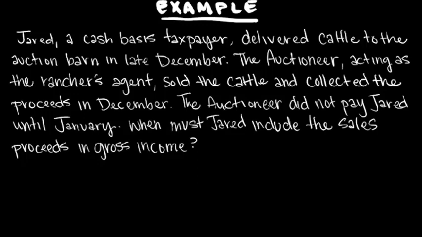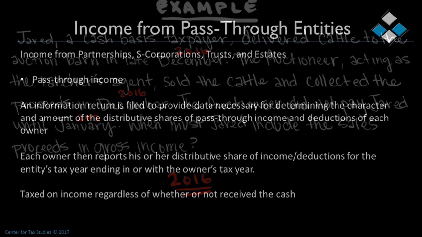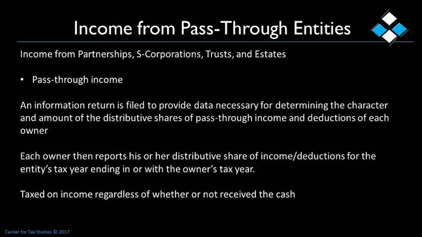So if Jared had delivered the cattle to the auction barn in late December 2016, and the auctioneer sold the cattle in December 2016 and paid Jared in 2017, then Jared would be treated as having gross income in 2016 when the auctioneer received the funds. Let's go to partnerships, S-corporations, trusts, and estates.